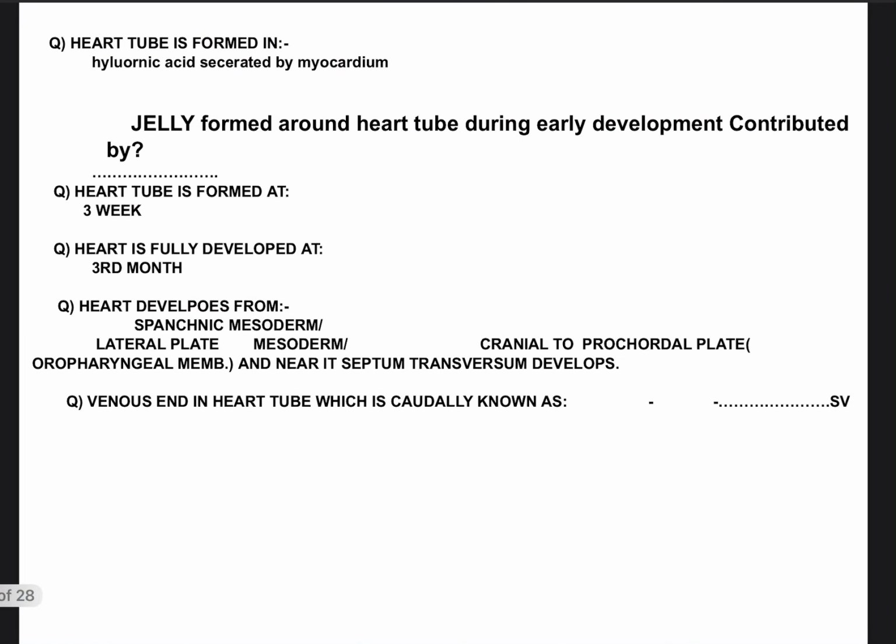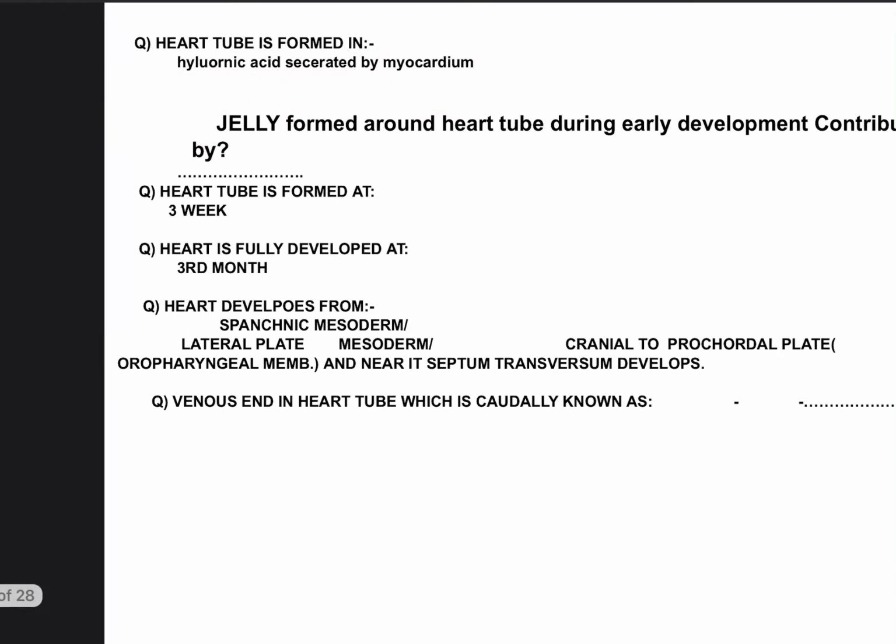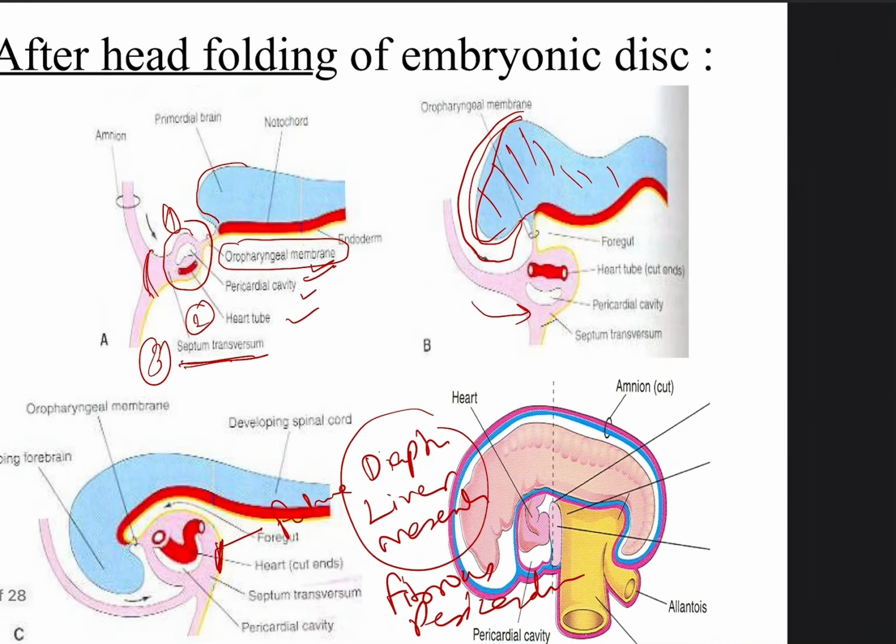Okay friends. So the question is, heart tube is formed in hyaluronic acid secreted by myocardium. I have not yet explained about hyaluronic acid or cardiac jelly. Please look at this diagram again.